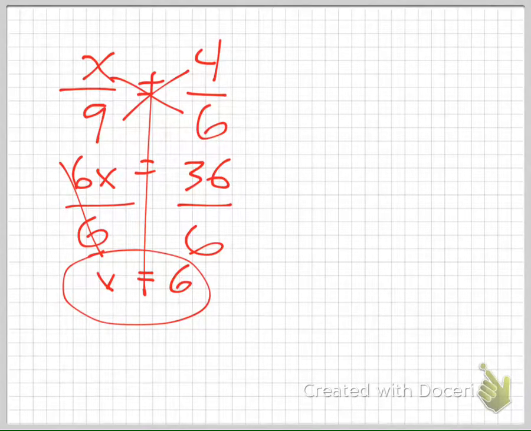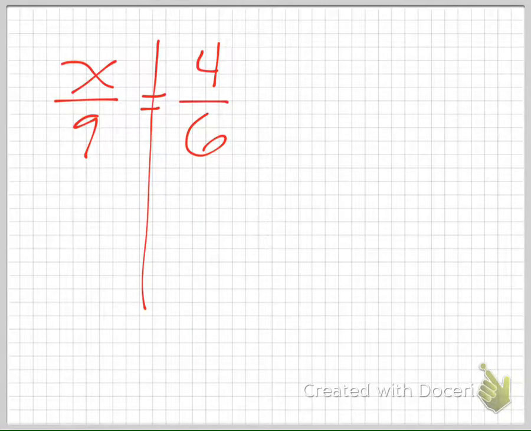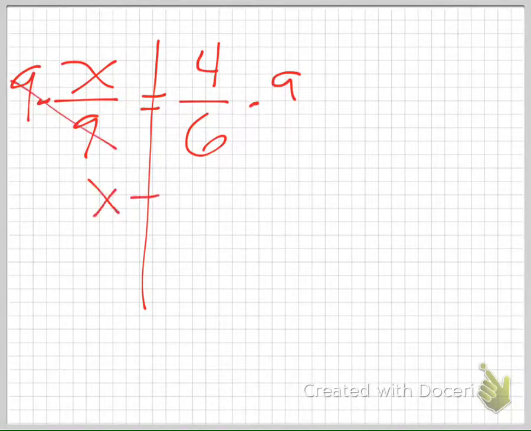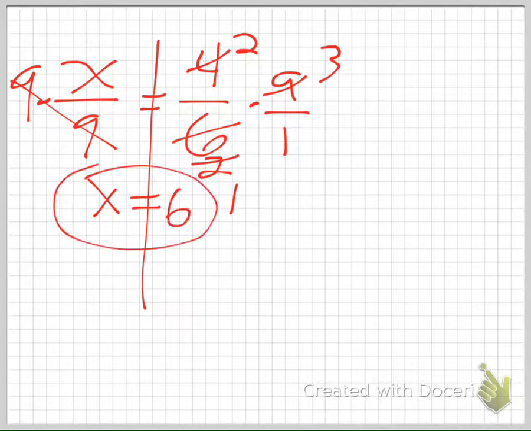Another way you could do this same problem would be x over 9 equals 4 over 6. Line down the equal sign. Is the variable happy? No. Why not? Because he's being divided by 9. What do I do about that? Multiply by 9. x equals, reduce this. This becomes a 3, this becomes a 2, this becomes a 2, this becomes a 1. It's still 6.